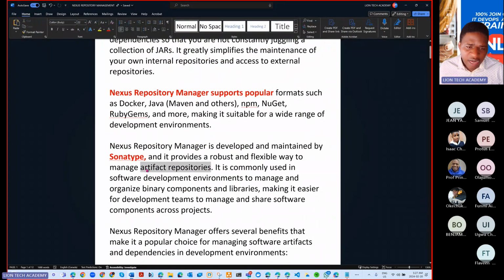So even our Docker image, you're going to find out, is an artifact. It is commonly used in software development environments to manage and organize binaries, components, and libraries, making it easier for development teams to manage and share software components across projects. And again, it supports the very point that we should not store it on our local machine, because if different development teams have to collaborate in the same company, where are they going to pull that artifact from? It cannot be from somebody's machine. It has to be on the internet.